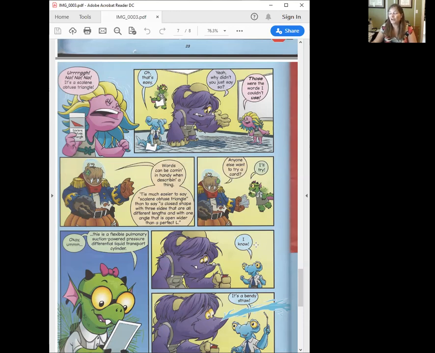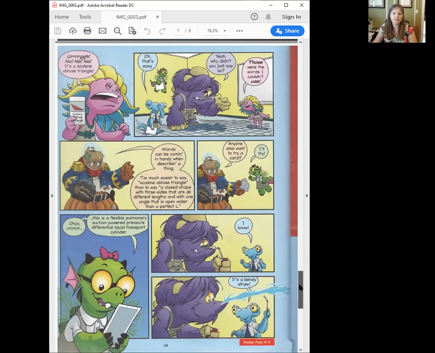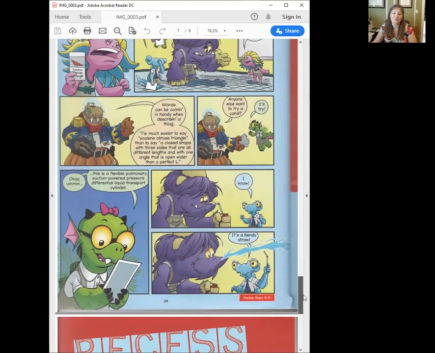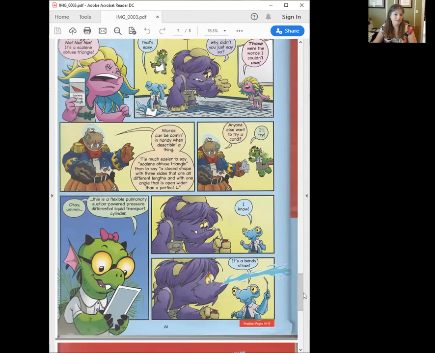Anyone else want to try a card? I'll try. Okay, this is a flexible pulmonary suction powered pressure differential liquid transport cylinder. I know, it's a bendy straw. That was pretty funny. Flexible, right? It bends. Pulmonary suction powered, so using your lungs to suck, and that's what moves the pressure differential liquid that it transports up the straw.